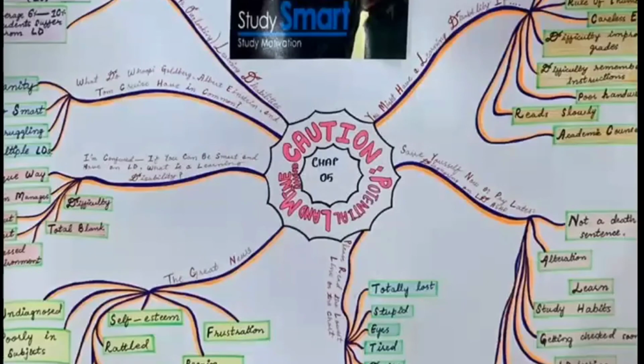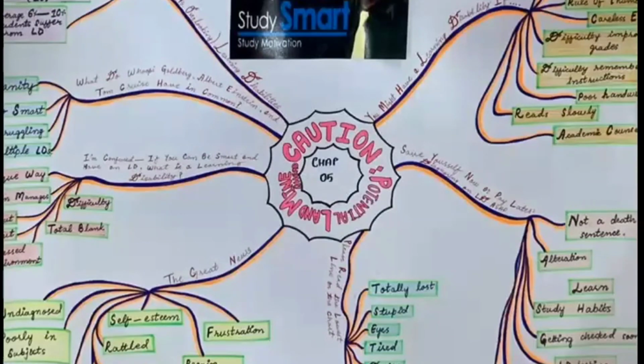The sixth topic is Please Read the Lowest Line on the Chart. This topic tells us that some people having a vision problem might confuse it with a learning disability. The solution to this is getting your vision checked and wearing glasses.